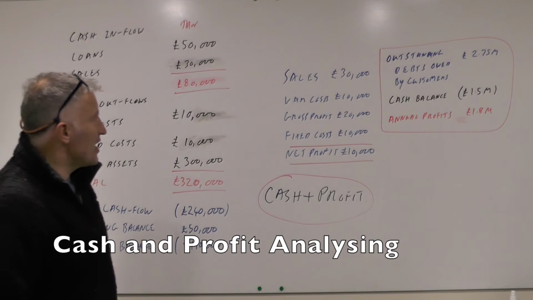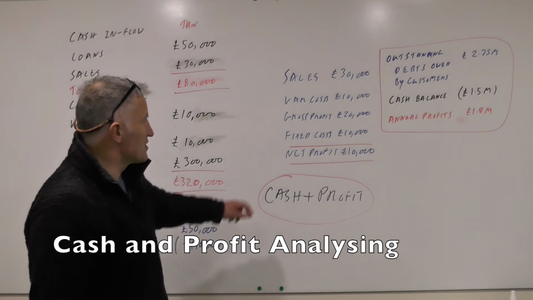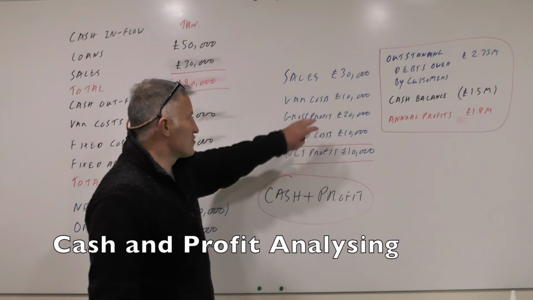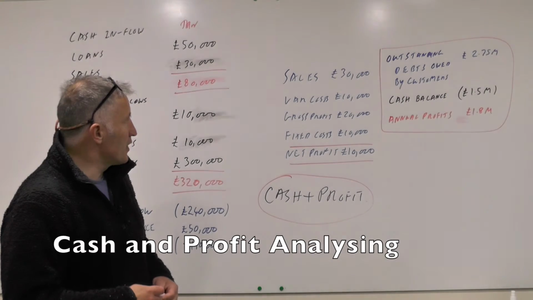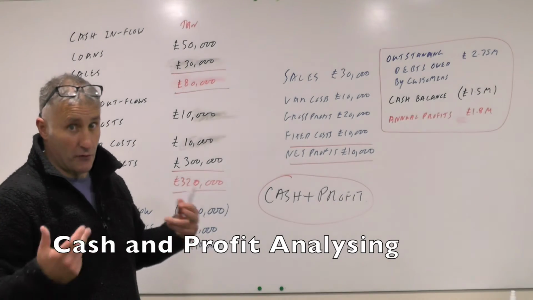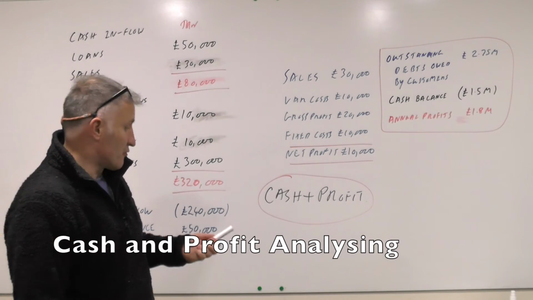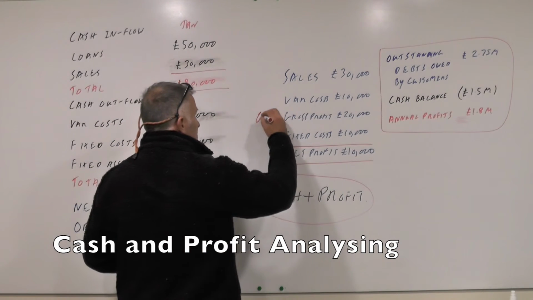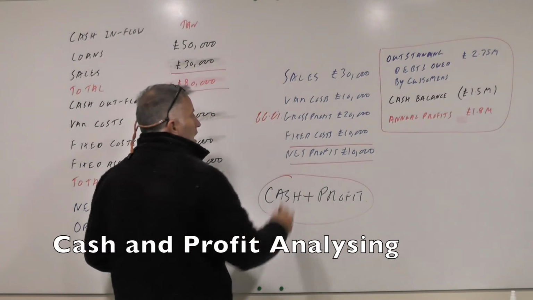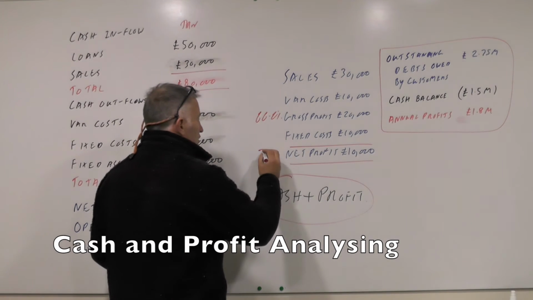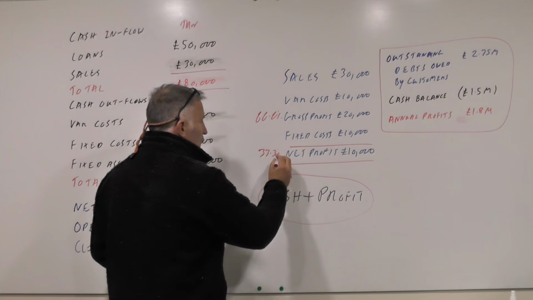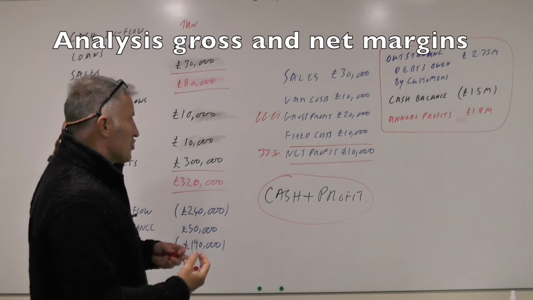Now in this case here, we can work out the profit. The profit is they made sales of £30,000. You take away the variable costs. Gross profit is 20,000 quid. So in fact, they've got a very high gross margin as well. Their gross margin is 66.6%, which is pretty good. And their net profit is £10,000, so they're making 33.3% net profit. So that's also pretty good.